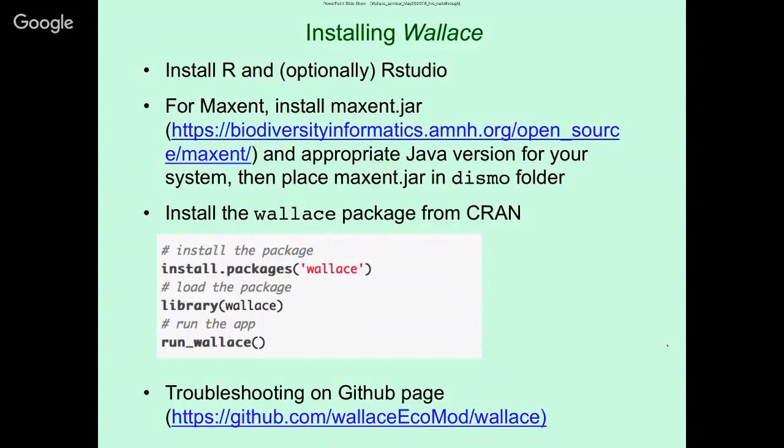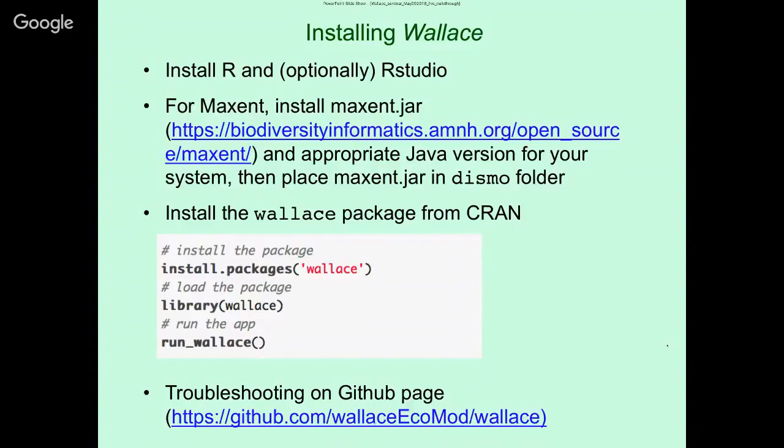You also need to make sure you have the appropriate version of Java for your system. MaxEnt runs on Java. There are sometimes problems with installing Java, and I have troubleshooting on the GitHub page at the link below. So if you're having any problems with that, I've encountered almost all of them and written how to fix them down on the GitHub page. So please see that. And then you'd also need to place the maxent.jar, which is the software that runs MaxEnt, into the folder for the dismo package.